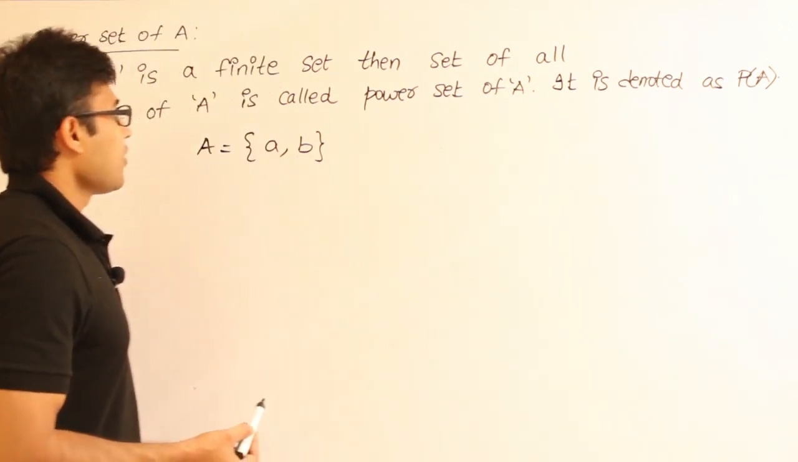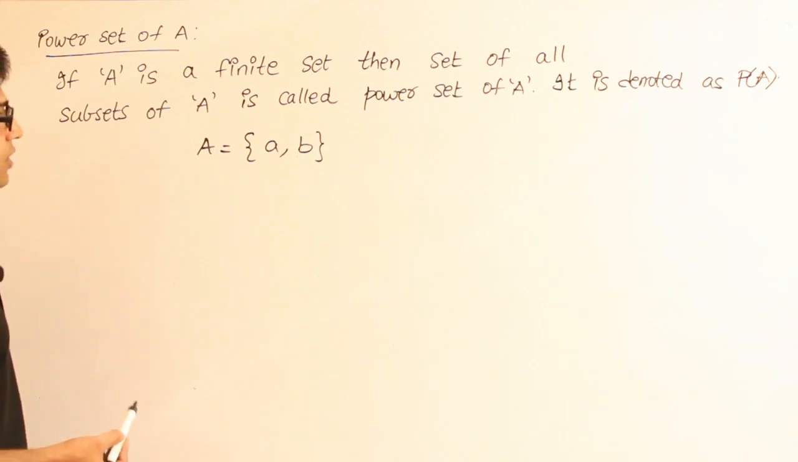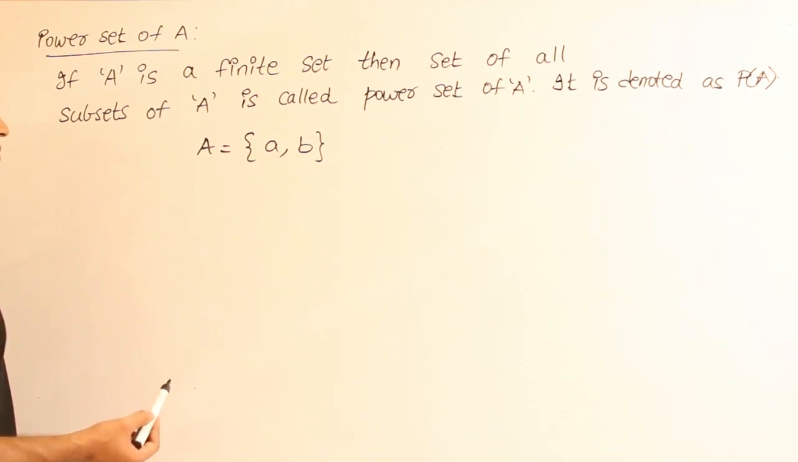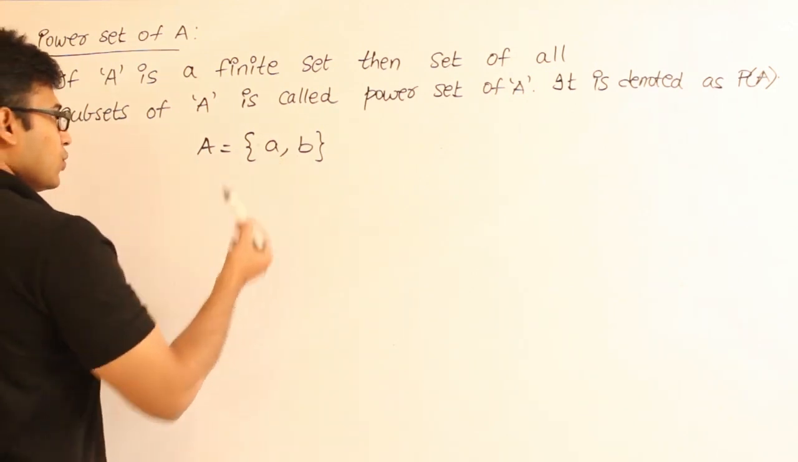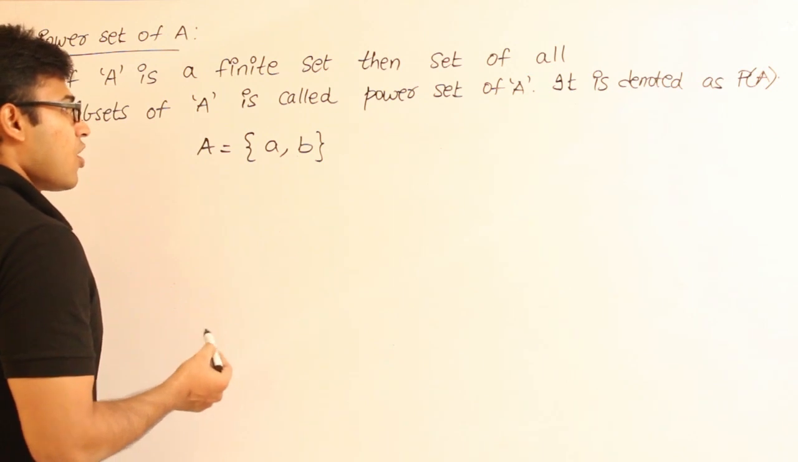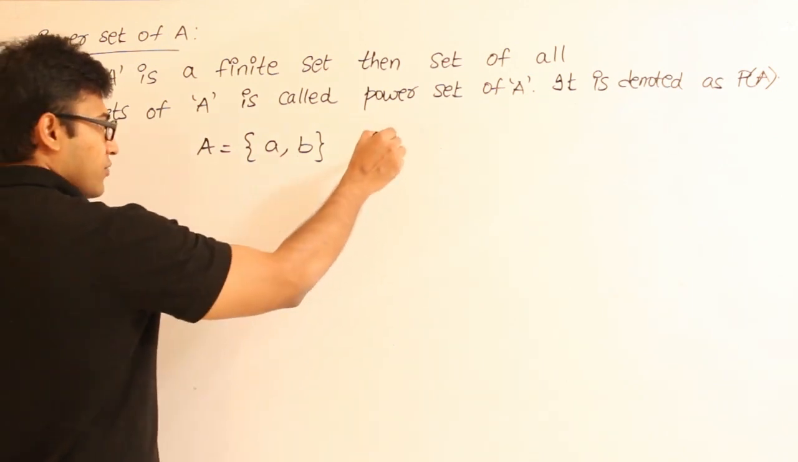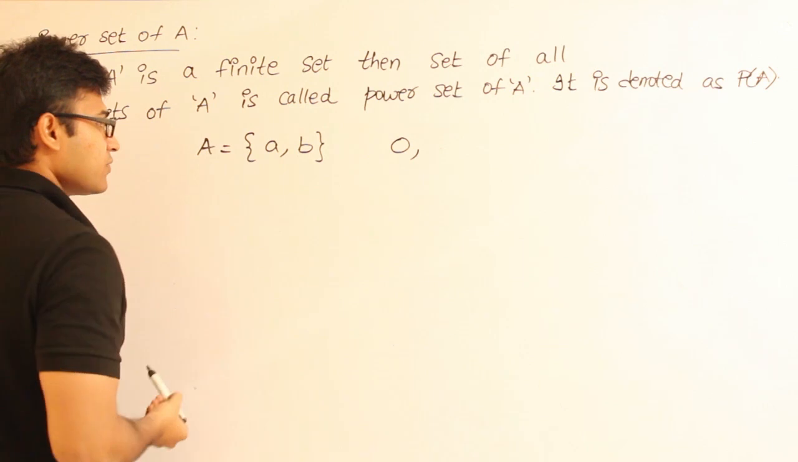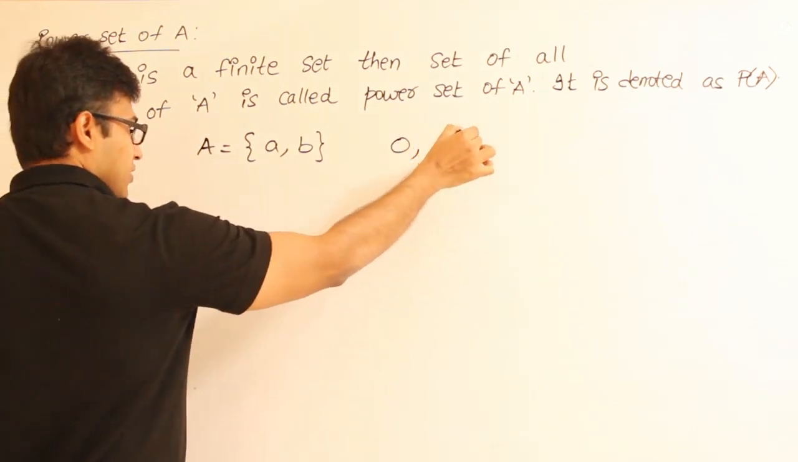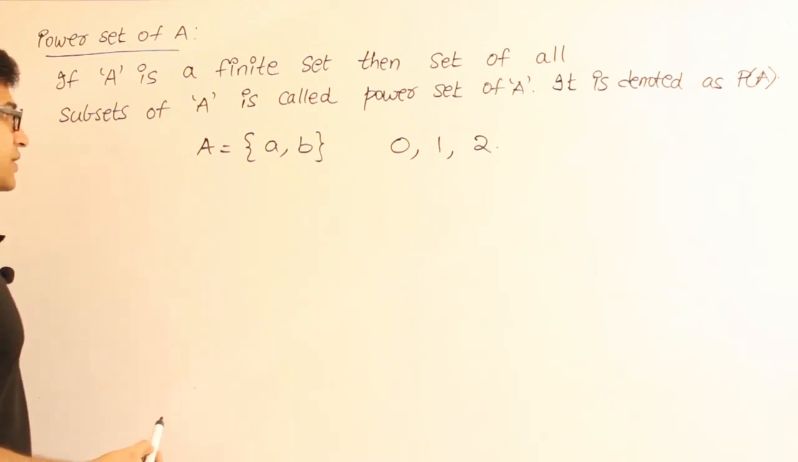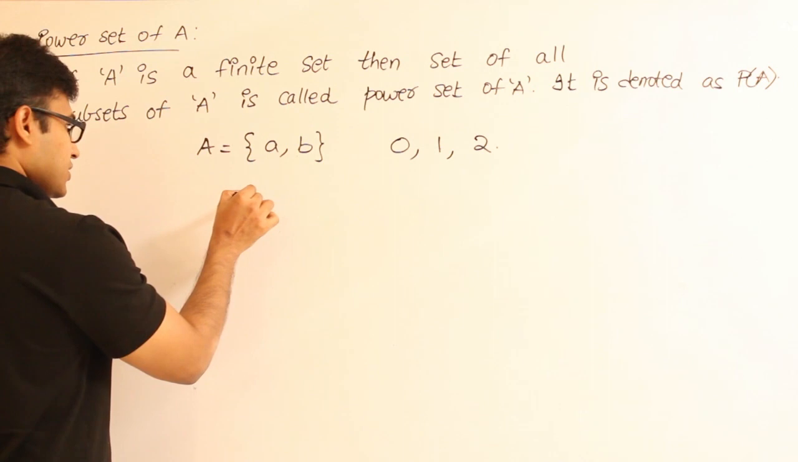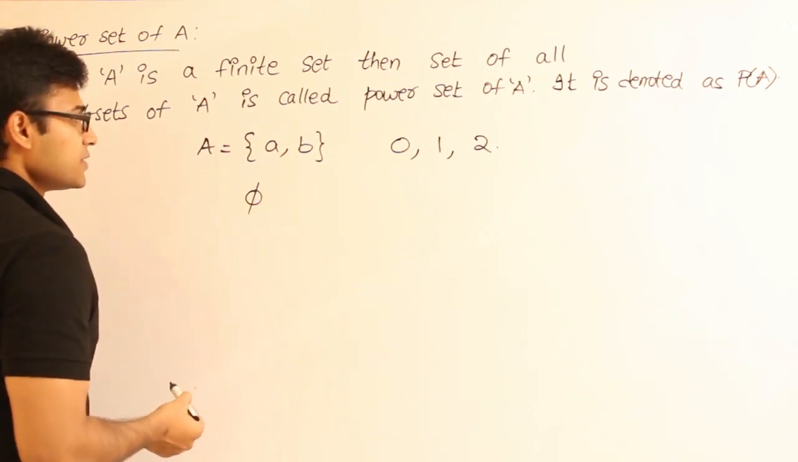Now we should find out all the subsets of this set A. What is the minimum number of elements that can be present in any subset? 0. What is the maximum number of elements that can be present in any subset? 2. Therefore we have to find all the possible subsets of size 0, then size 1, and then size 2. Let's find the subsets of size 0. Only one is possible, which is nothing but φ, the empty set.